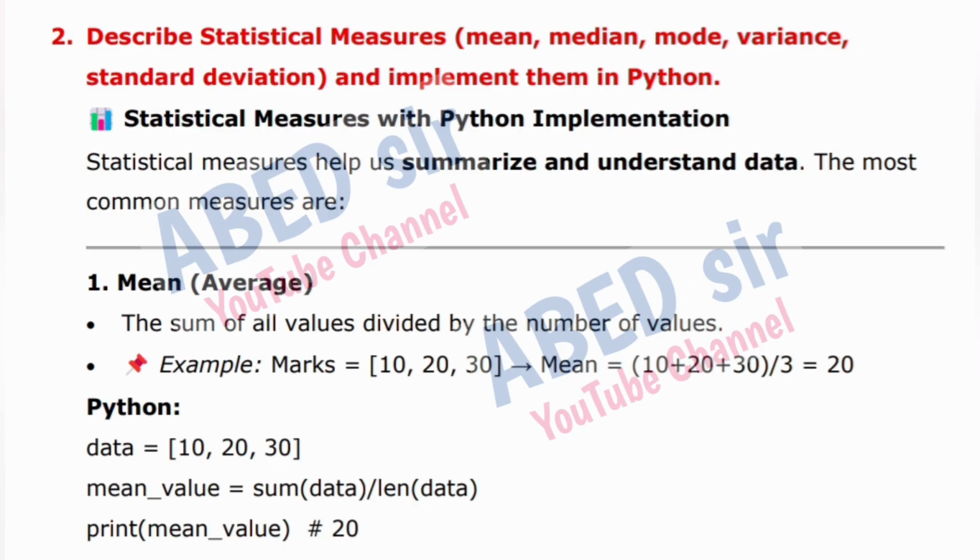1. Mean, average. The sum of all values divided by the number of values. Example, marks = 10, 20, 30, mean = (10 + 20 + 30) / 3 = 20. Python. data = [10, 20, 30]. mean_value = sum(data) / len(data). print(mean_value) # 20.